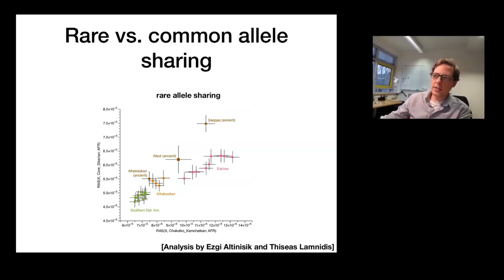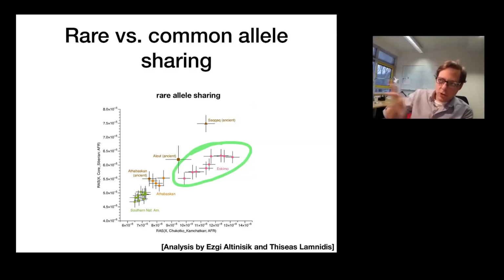In contrast, Eskimos fall outside of this cline. They are more shifted towards Chukotko-Kamchatkan ancestry, which suggests that they inherited something extra on top of this simple two-way admixture model from the continent. And that's indeed what we also find when we do modeling.